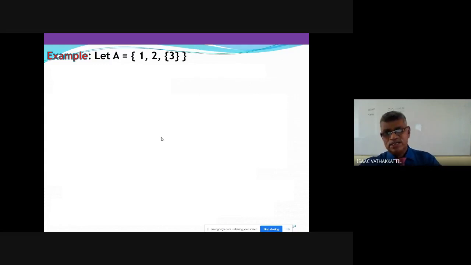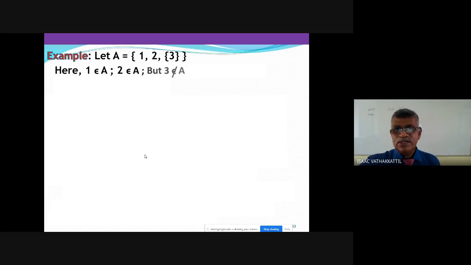One element is 1, another element is 2, another element is the set 3. So here 1 is a member of A. You know the notation: member of, belongs to. 1 is a member of A. 2 belongs to A. But 3 is not. 3 is not a member.